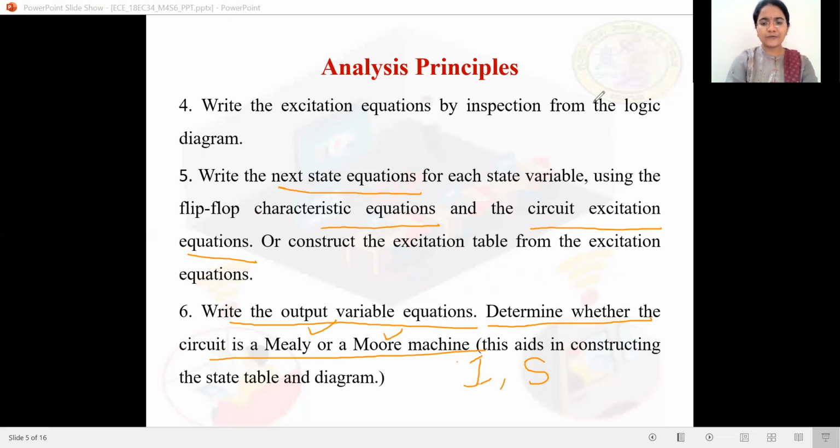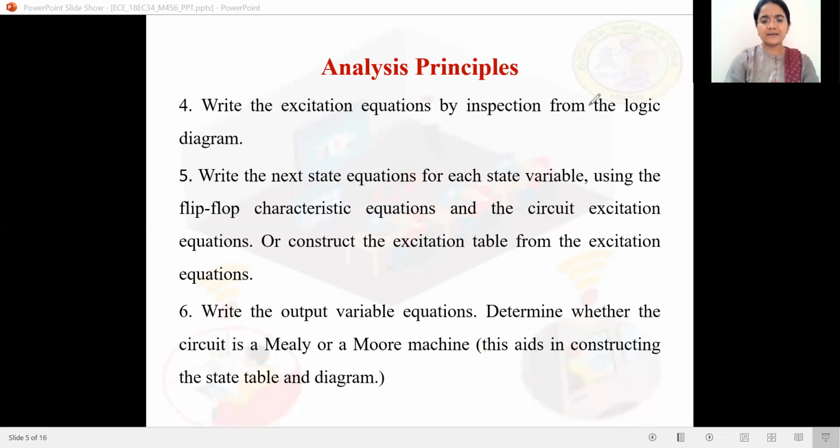And whenever the output variable is a function of only the state variable, then it is a Moore circuit or Moore machine. State machine and sequential circuit are both the same. We can use any name.